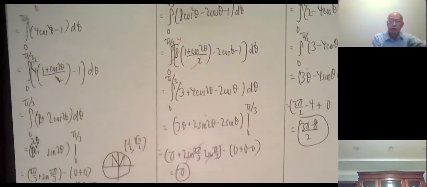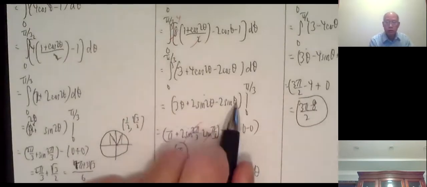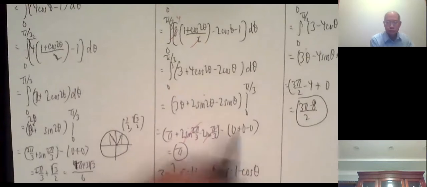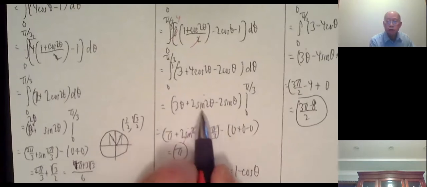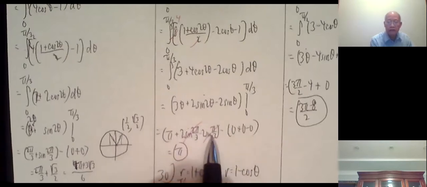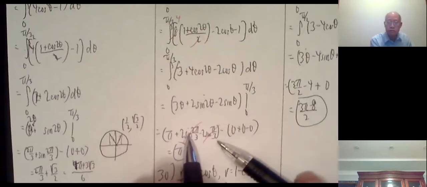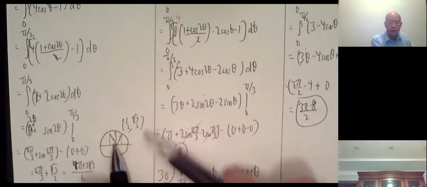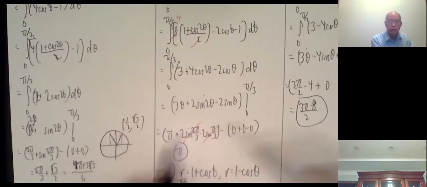Okay, so from 0 to pi over 3, when you plug in 0, you do get 0. Sine of 0 is 0, so these are all zeros. Plug in pi over 3. 3 times pi over 3 is pi. 2 sine of 2 pi over 3 minus 2 sine of pi over 3. Sine of 2 pi over 3 and sine of pi over 3 are equal, which means they cancel out. If you look at pi over 3 and 2 pi over 3, they have the same height, radical 3 over 2. So my final answer is just pi.